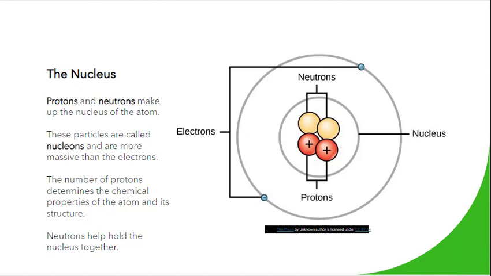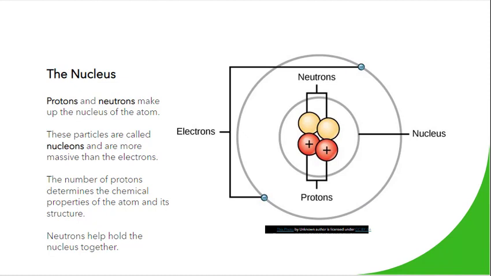Thinking about the atom, protons and neutrons make up the nucleus of the atom. And in general, these are called nucleons. So anything that lives in the nucleus is a nucleon. And each one of these particles is much, much larger than each of the electrons that are orbiting the nucleus.